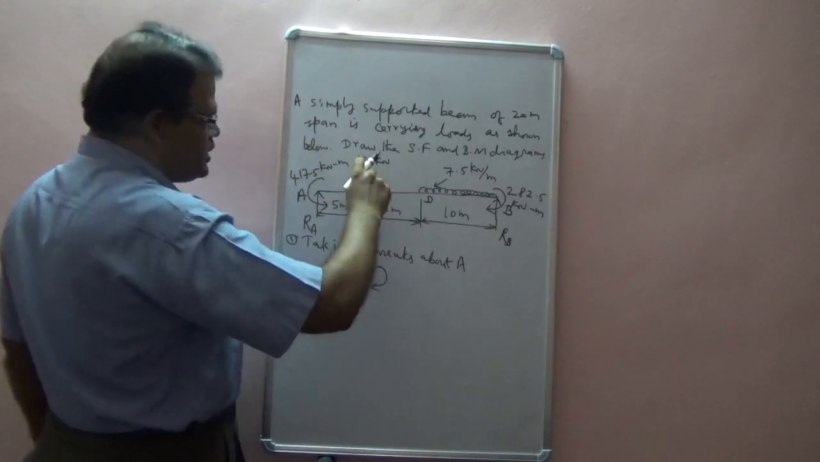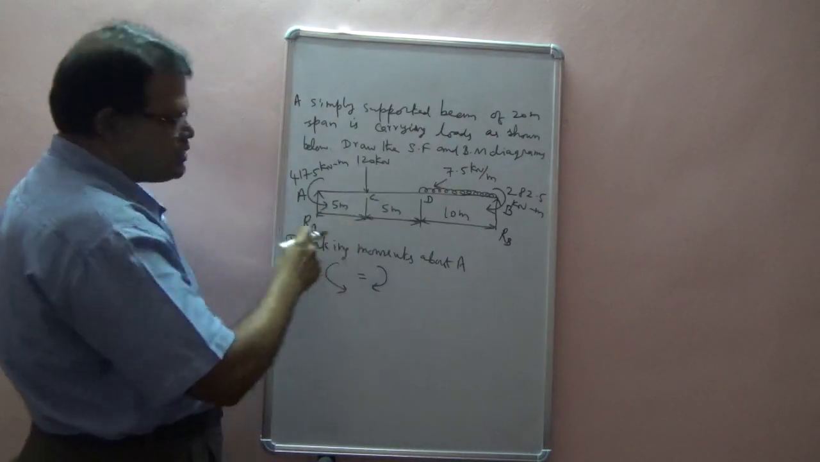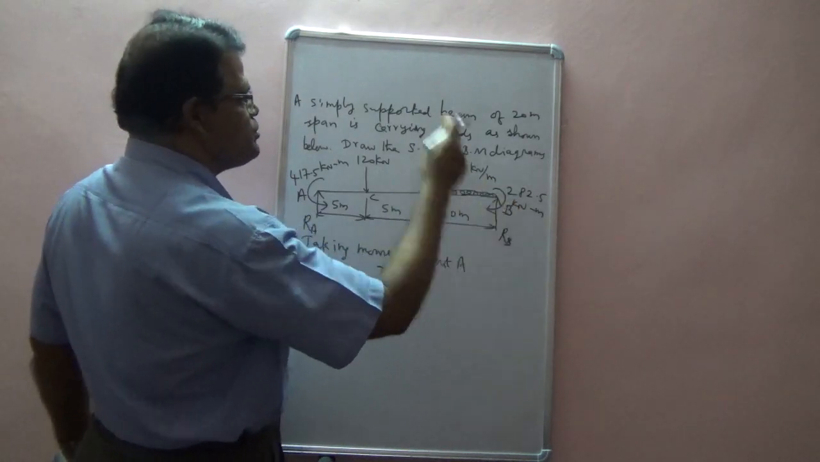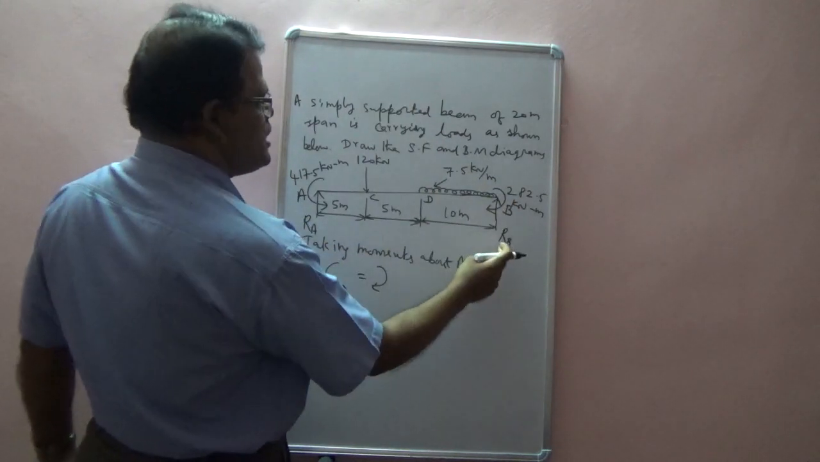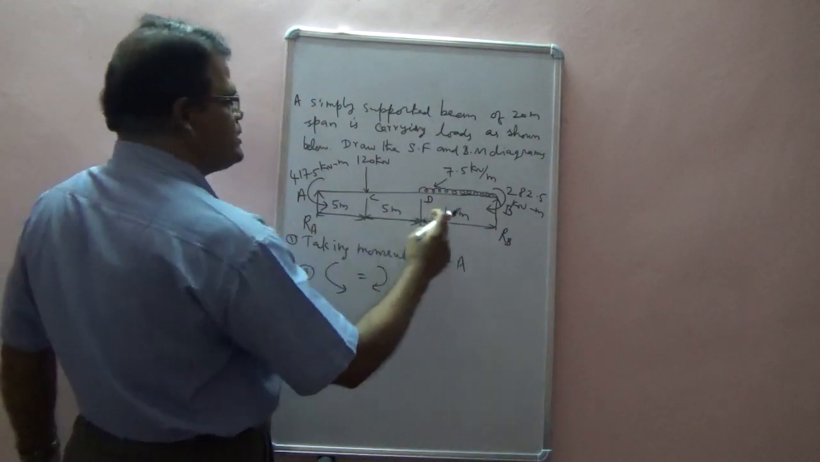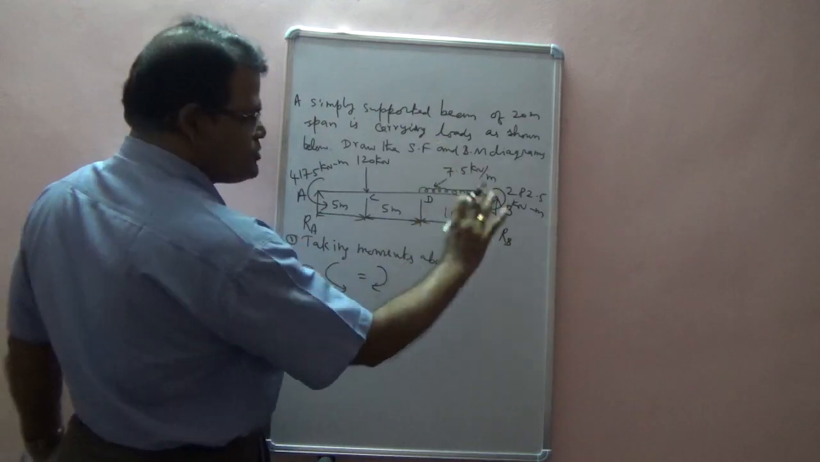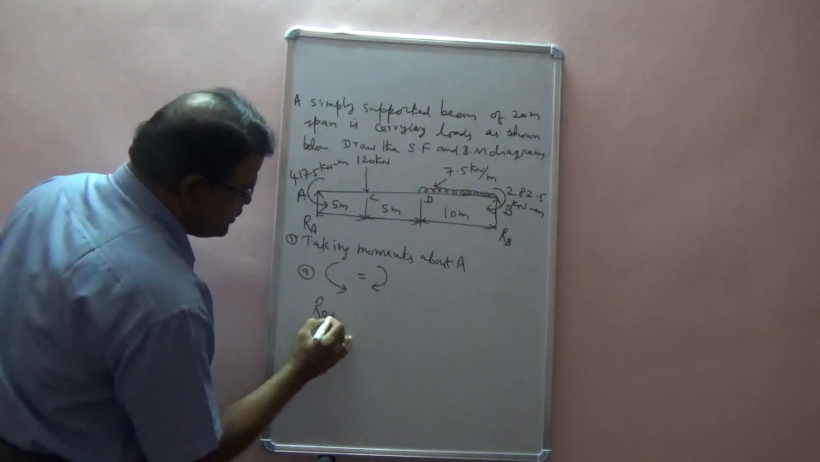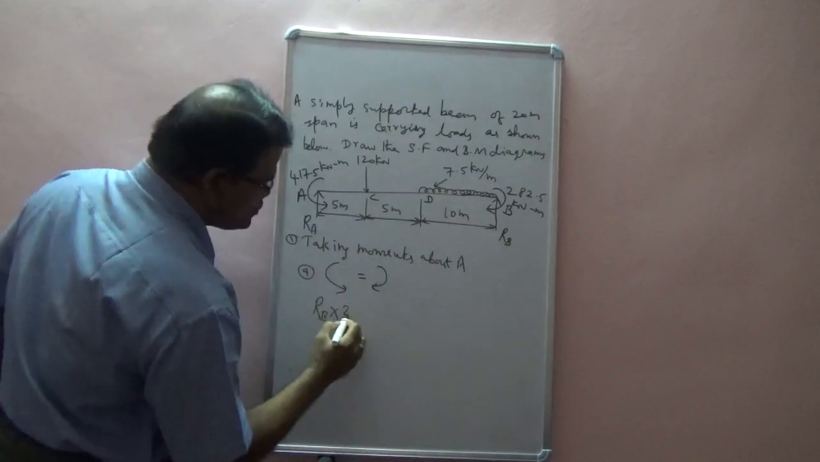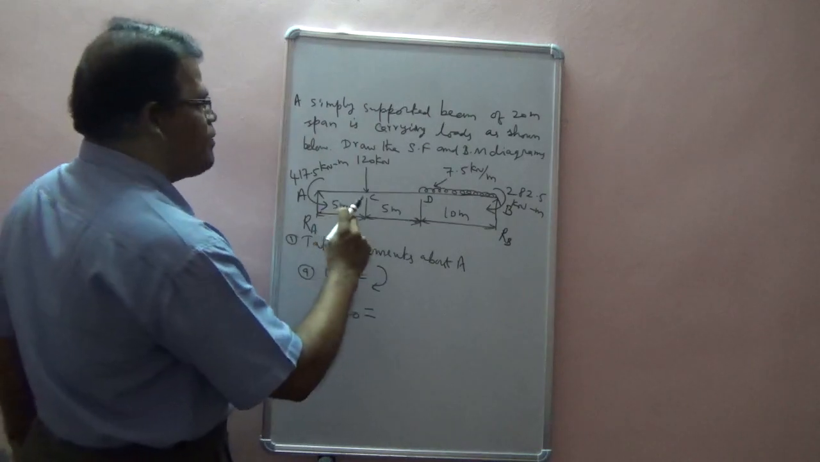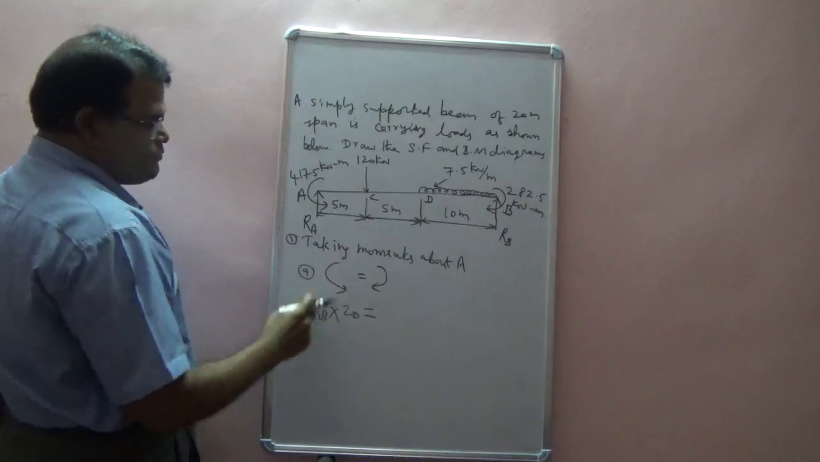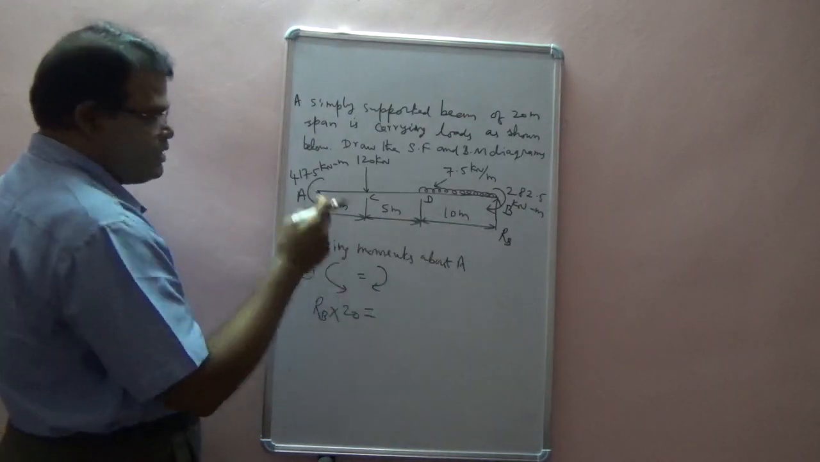At C, this is tending to rotate the beam clockwise, therefore this is producing clockwise moment, and this one is also producing clockwise moment, and this one is also producing clockwise moment. Whereas RB is producing anti-clockwise moment. So there are four terms. RB multiplied by 10 plus 5 plus 5, which is 20 meters, will be equal to the clockwise moments, as there is no other force tending to rotate the beam anti-clockwise. Therefore on the left side we have only RB multiplied by 20.